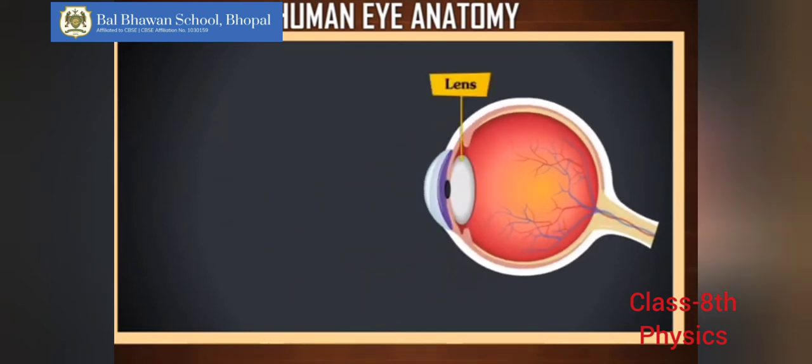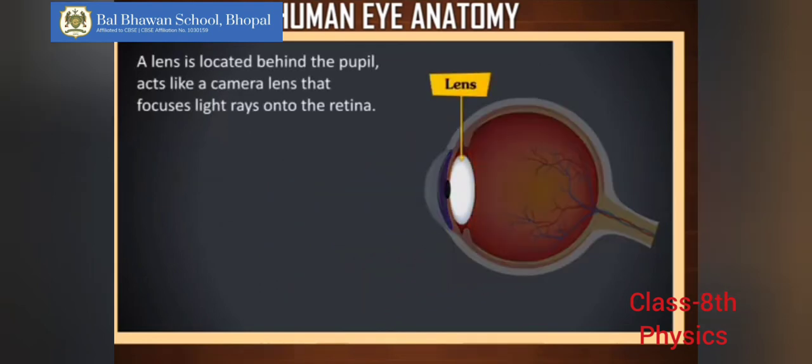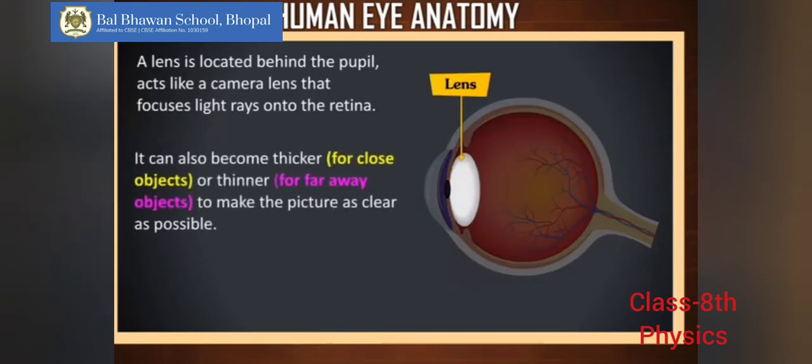This is called the cornea. Cornea is also called the window to the world. It allows all the light to enter, and the amount of light is regulated by the iris and the pupil. After that iris we have a lens.